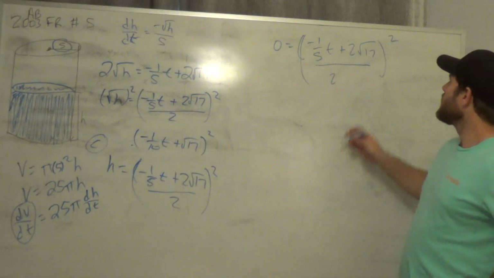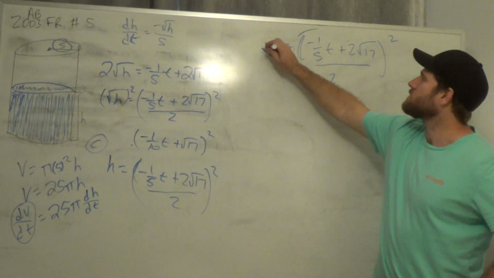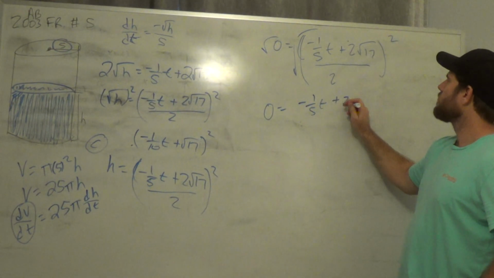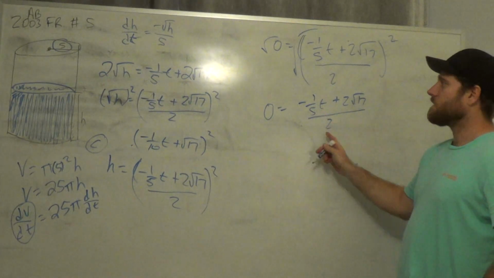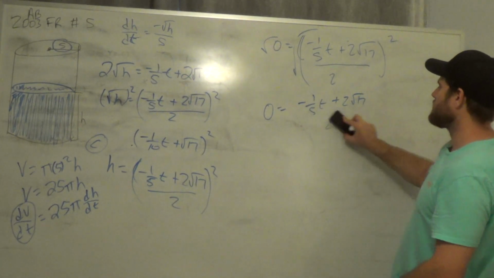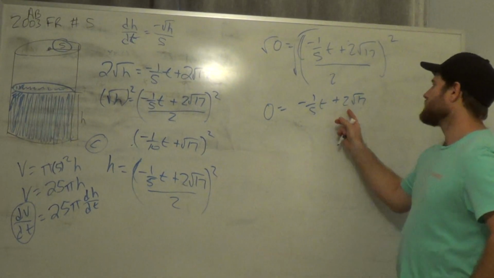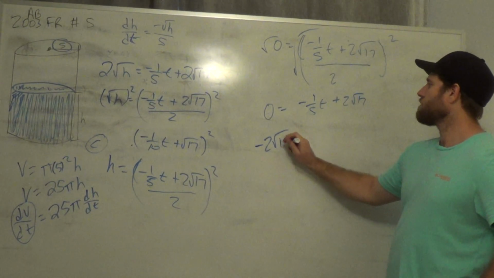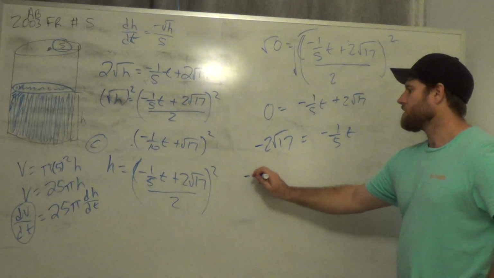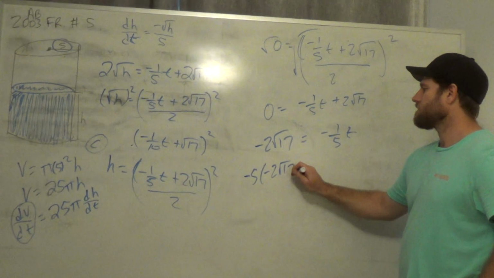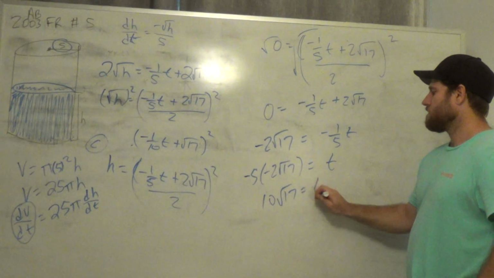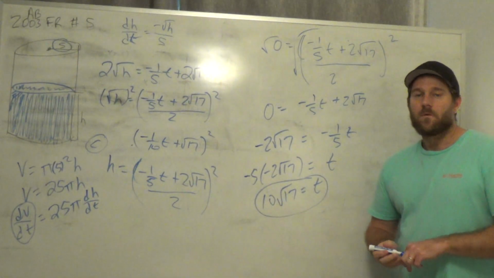Again, I'm going to make it nice and ugly. First, I'm going to get rid of the square by square rooting both sides. The square root of 0 is still 0. Then I'm going to multiply by 2. Multiplying by 2 does nothing, so I'm just going to skip that step. 2 times 0 is 0. Now I'm going to subtract this to the other side. And I'm going to multiply by the reciprocal, negative 5. So negative 5 times this. And that's going to give me 10 radical 17. And there you go. So, perfect.